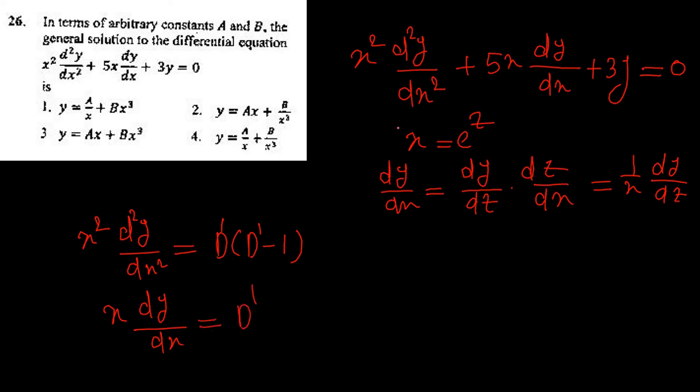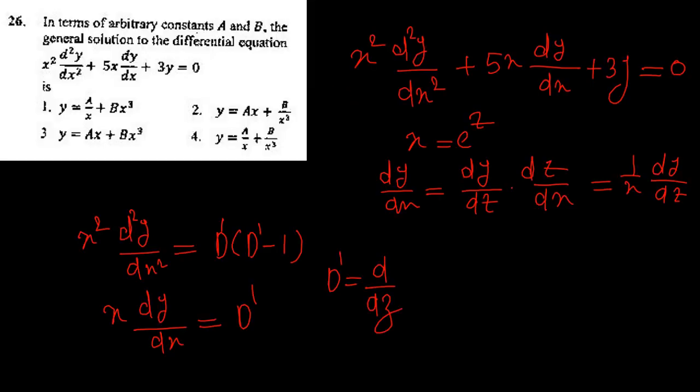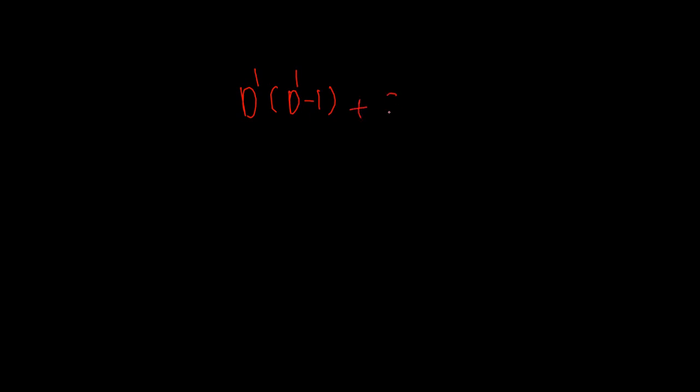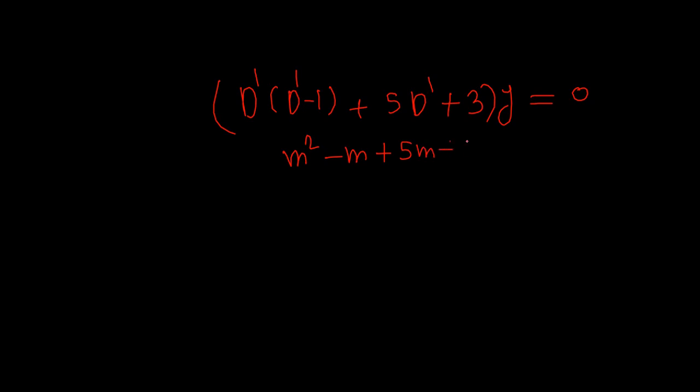So now putting the value in this equation. Here D dash is your d by dz only. So D dash into D dash minus 1, plus 5D dash, plus 3, y is equal to 0. Now find out the auxiliary equation for this. The auxiliary equation will be m squared minus m plus 5m plus 3 equal to 0.